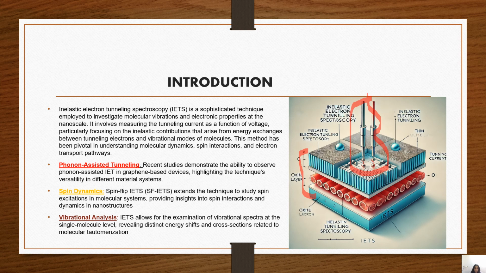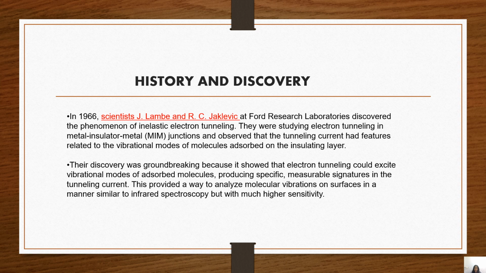Now, over here, the metal electrodes are made up of either platinum, gold, aluminium, or silver. The gold is used because it is chemically inert and resistant to oxidation, which makes it an excellent choice for stable and reproducible electrodes. Also, other electrodes such as niobium are used for specialized IETS studies involving superconducting states. Let's go through the history and discovery.